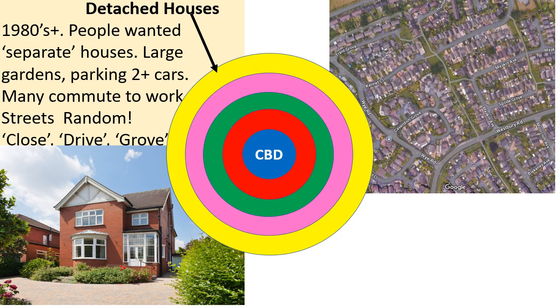And you can see people are then on the edge of the city, in detached houses, and they will commute to work. In terms of the shape of the streets, you can see on the top right, we've got close, we've got road, we've got grove, we've got drive. Those are the street names. But in terms of the shape of the streets, they're all a bit random, really. So there's a few longer ones and a few shorter ones.